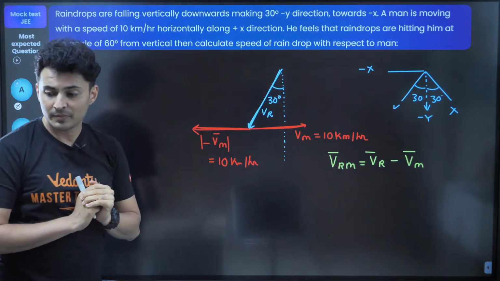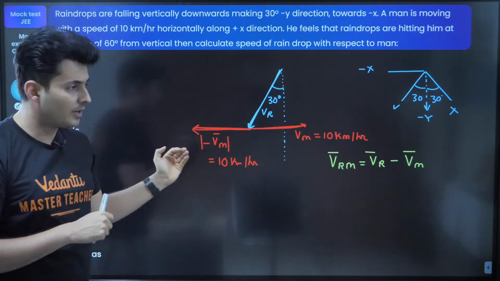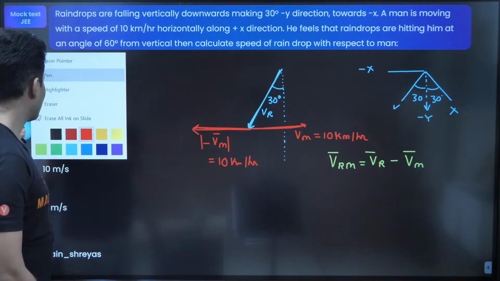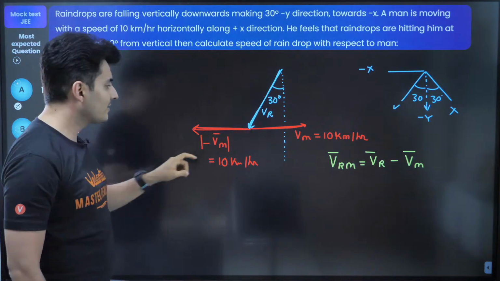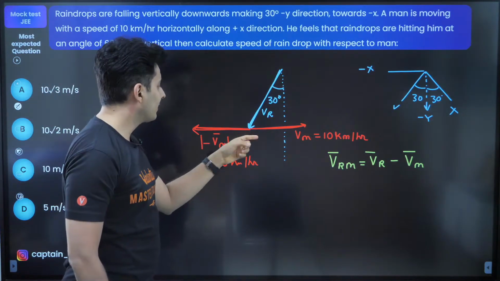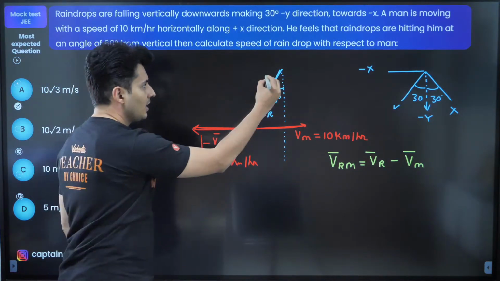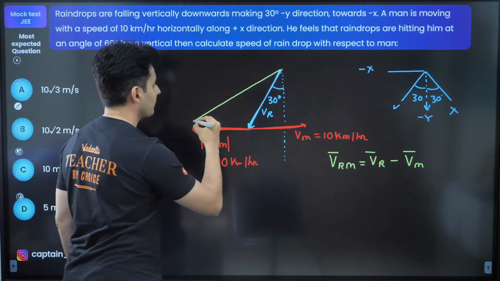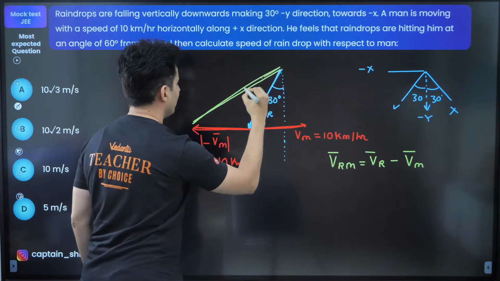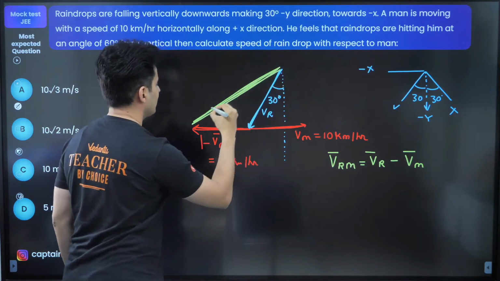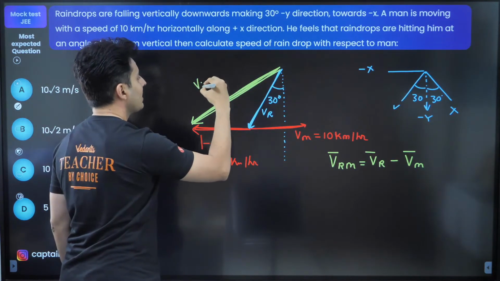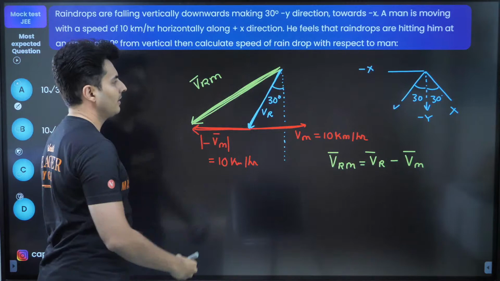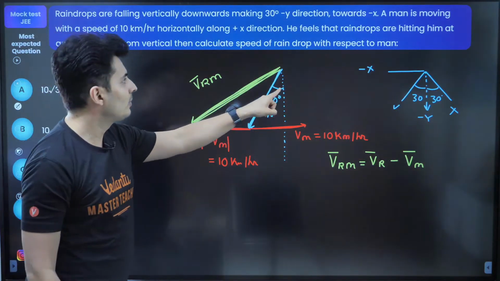Everybody remembers this? Good evening, John and Bhargav. Missed one question already, second question going on. Now, what is the VRM vector? VR vector plus the minus Vm vector. So hence, I'm just drawing it like this probably. So this is nothing but your VRM vector. Velocity of the rain with respect to man.